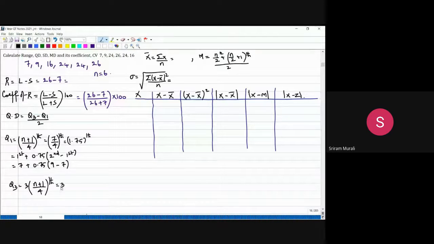It is 3 into 1.75 because n plus 1 by 4 is 1.75. If I multiply, I get 5.25 observation. So how do we take? It is the fifth observation plus 0.25 into the sixth observation minus the fifth observation. Have you understood? Yes, sir.